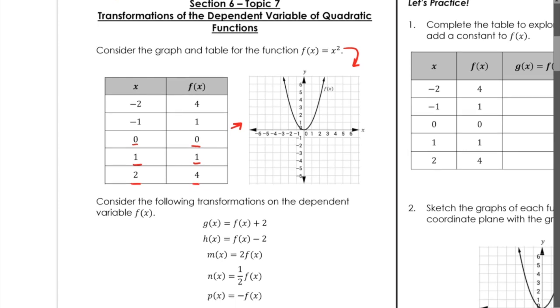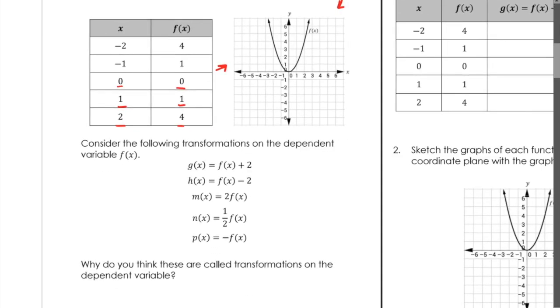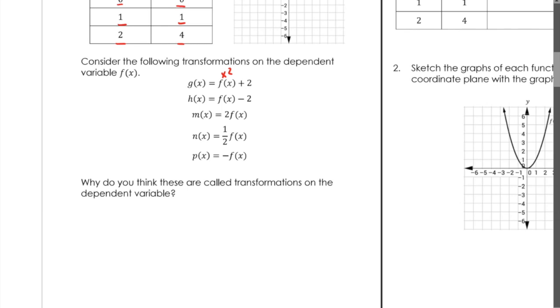Okay. So then it says, consider the following transformation on the dependent variable f of x. So basically what this is saying is, if you took f of x, which is x squared up here, and you added 2, what would happen? What happens if you subtract 2 from it? What if you multiply by 2? What if you divided it by 2? And what if you put a negative in the front? What would happen to this? Okay, so that's basically what a transformation is.